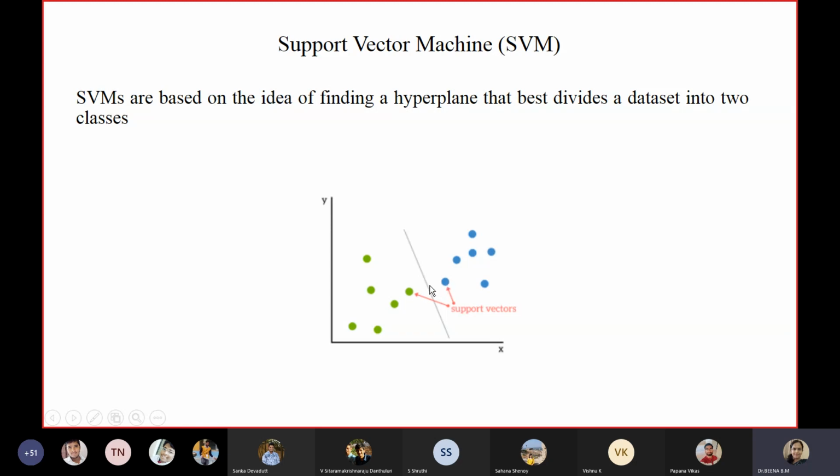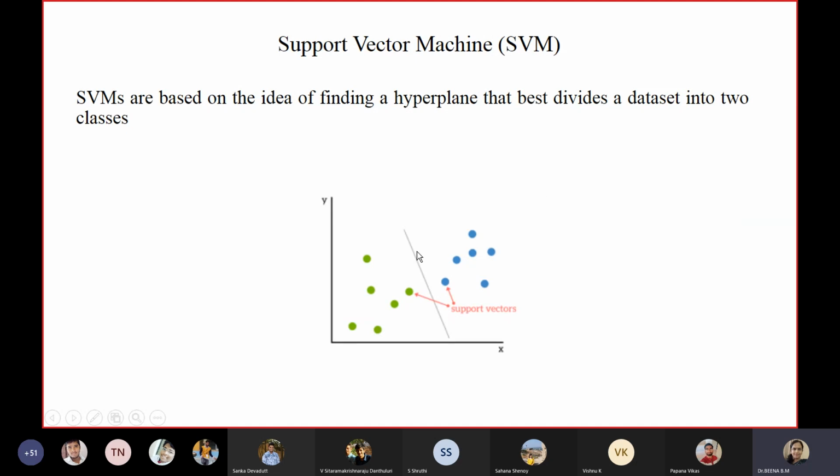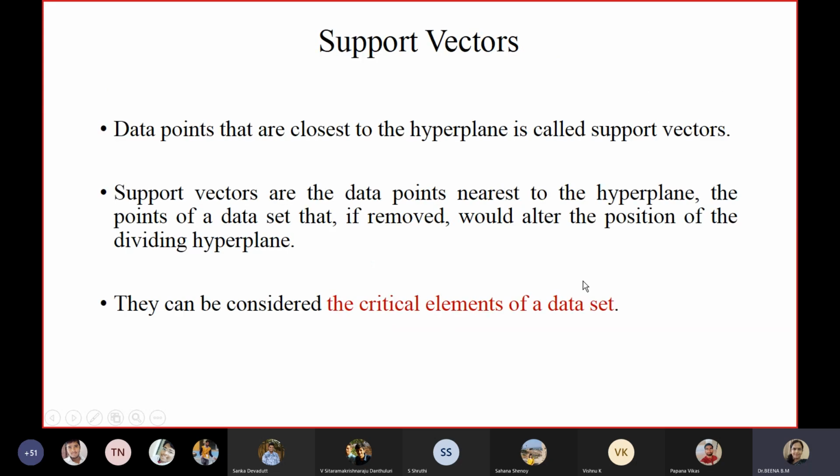What are the support vectors? Support vectors are nothing but the data points which are closest to the hyperplane. Okay, these are called support vectors. This is x and y, it's a 2D plot. The data points that are closest to the hyperplane are called support vectors. And what happens if we remove this hyperplane? The data will be mixed, jumbled, and it is very difficult to bifurcate into classes. So the hyperplane plays an important role in data segregation.